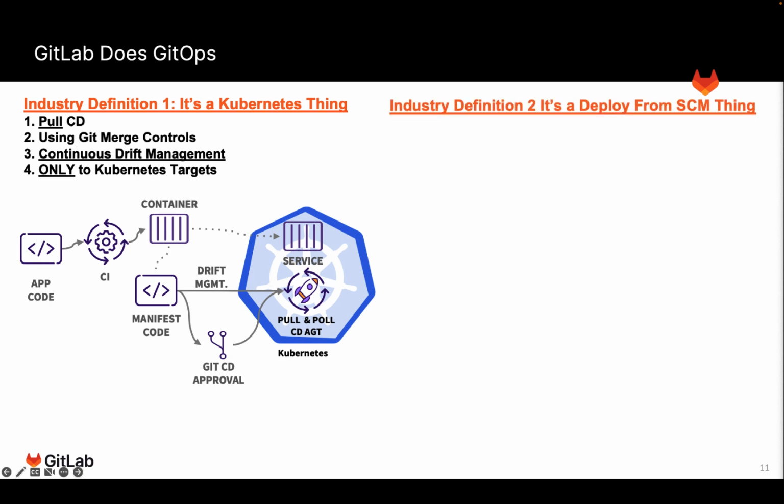Another definition of it is that our source code management system, the same system that builds our software, will now deploy our software. It easily allows for push CD. It also uses Git merge controls in order to control deployment approvals. And then finally, we don't really have any restrictions in terms of what targets we allow for this situation.